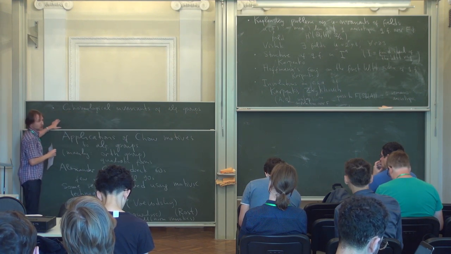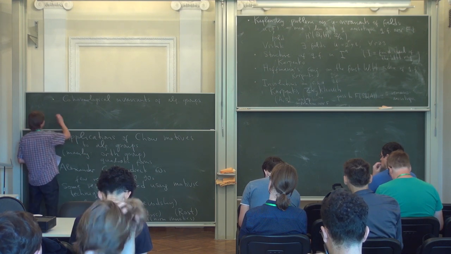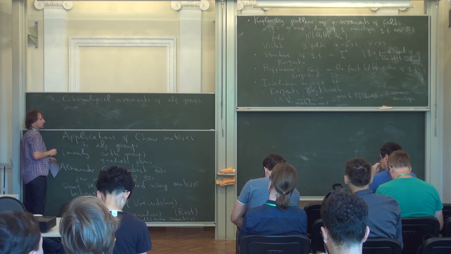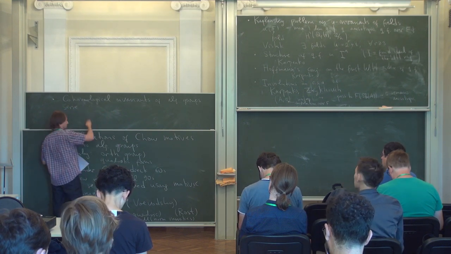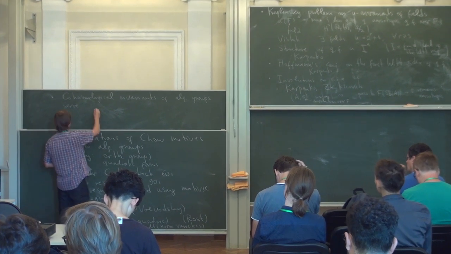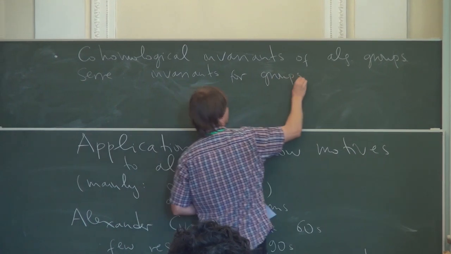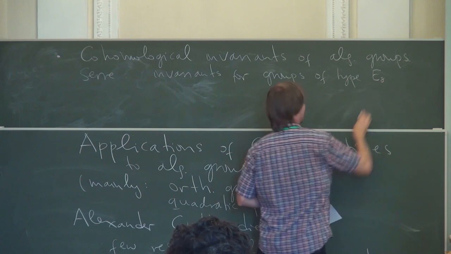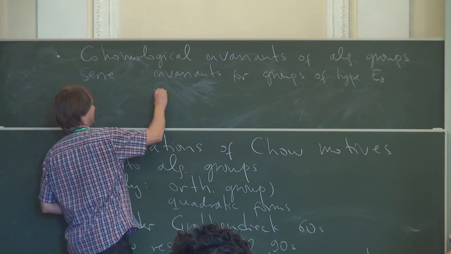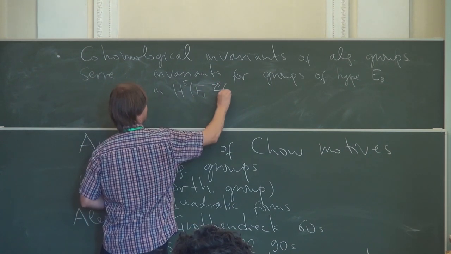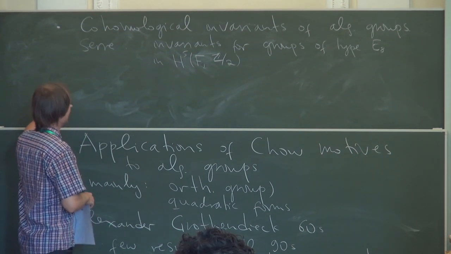Well, so again, let me mention some concrete examples. For instance, Serre raised some questions about invariants of groups of type E8. Well, actually, more or less a concrete conjecture, namely about the existence of a certain invariant of degree 5, that is, an invariant in H^5. And indeed, there is such an invariant, and it can be constructed using motives.